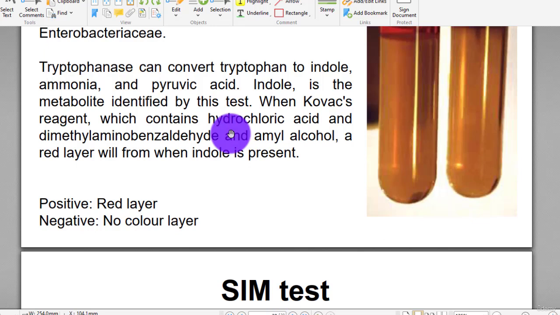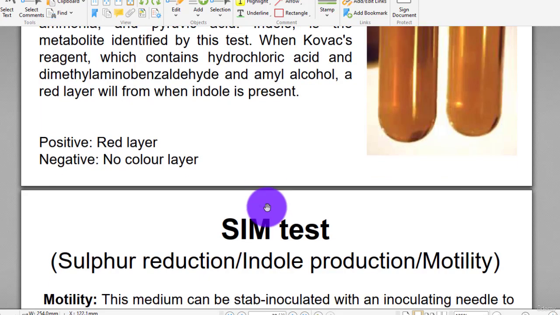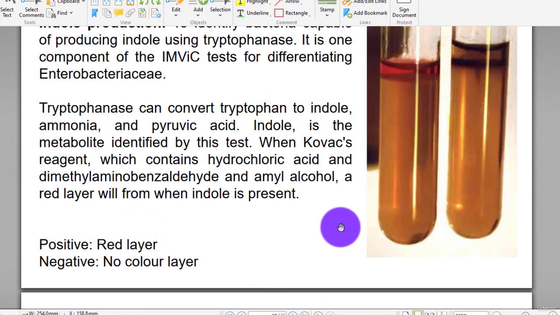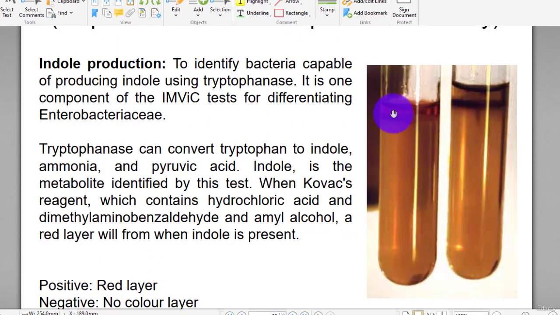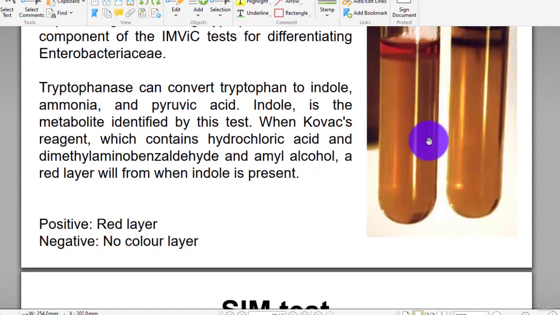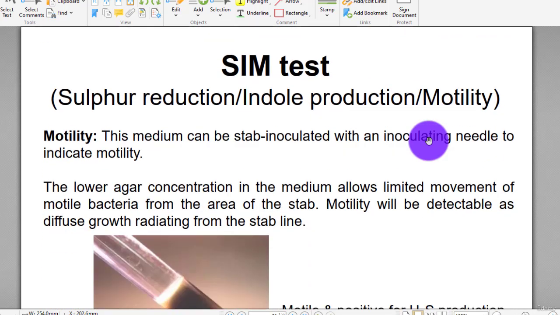Indole is the metabolite identified by this test when Kovac's reagent, which contains hydrochloric acid, dimethylaminobenzaldehyde, and amyl alcohol, is added. A red layer will form when indole is present. Positive is a red layer and negative is no color layer.